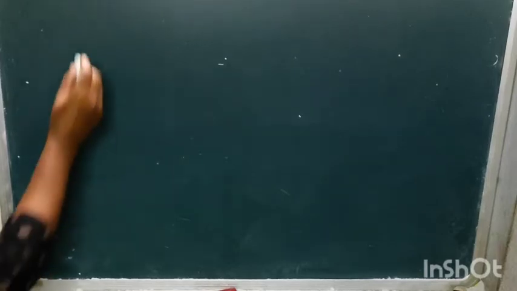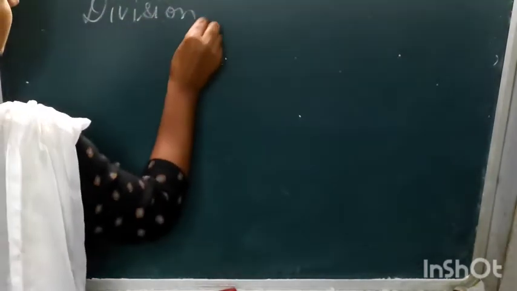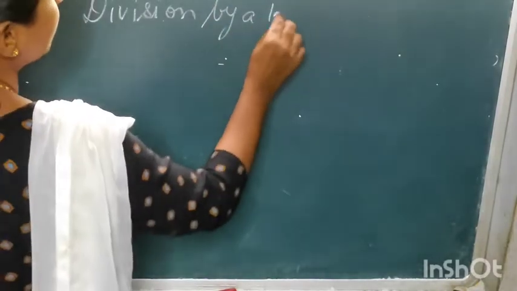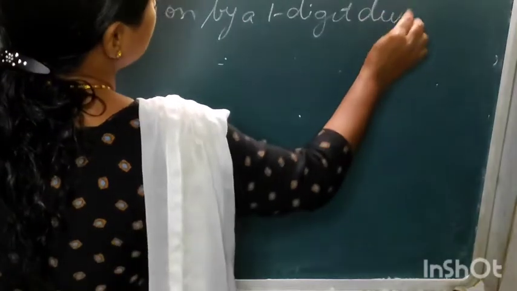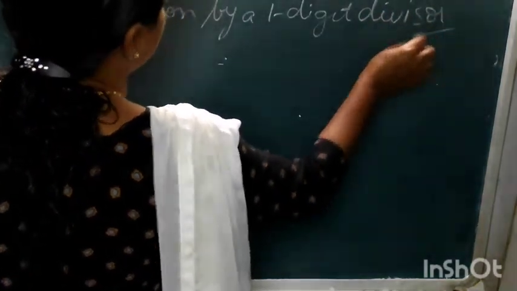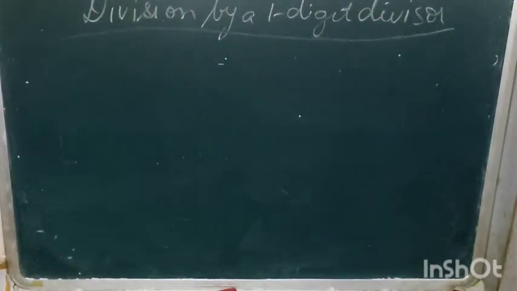Next is division by a one-digit divisor. This we will learn the same way we learned multiplication. So, one-digit divisor.